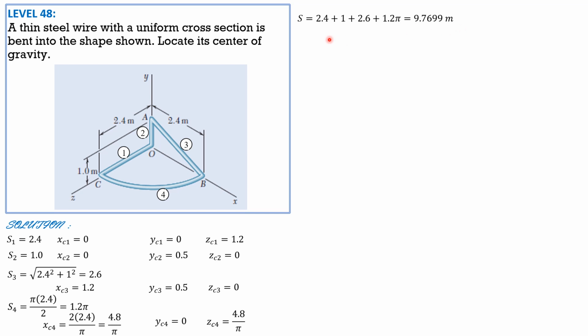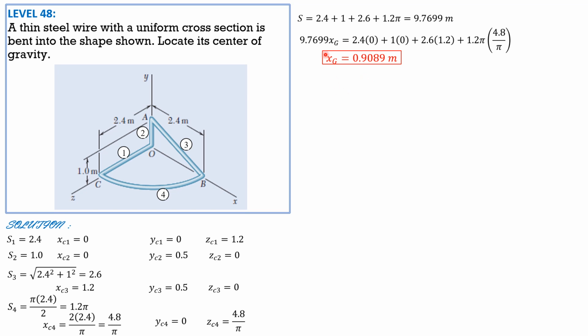By Varignon's theorem, 9.7699 times x sub g equals 2.4 times 0 plus 1 times 0 plus 2.6 times 1.2 plus 1.2 pi times 4.8 over pi. So from here, we can solve x sub g. It is equal to 0.9089 meter.